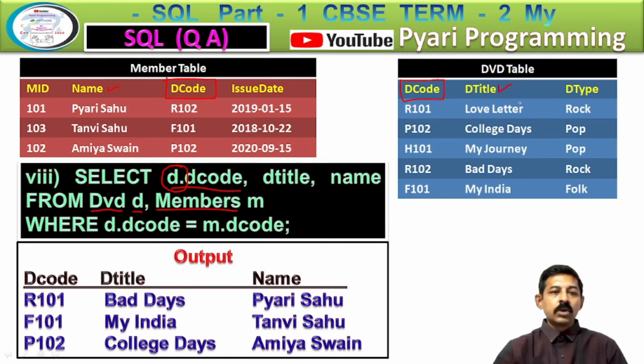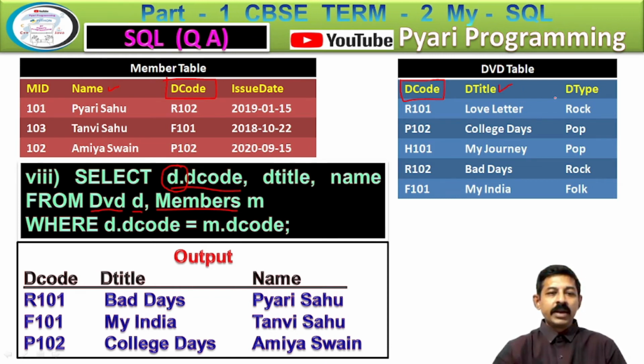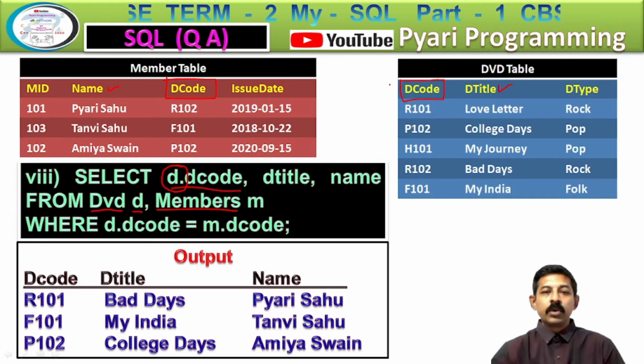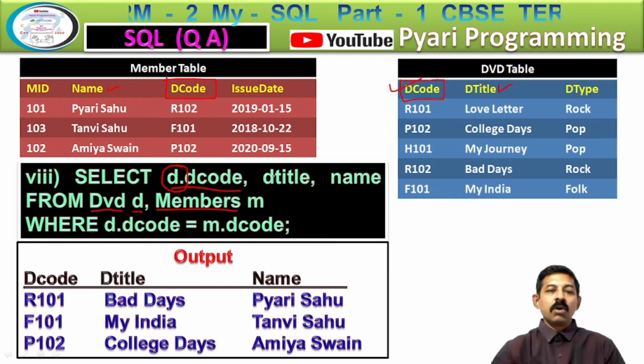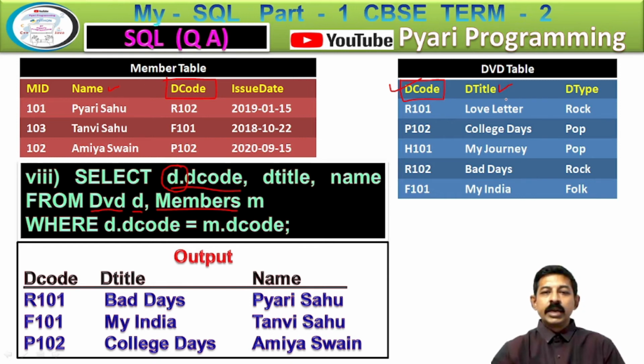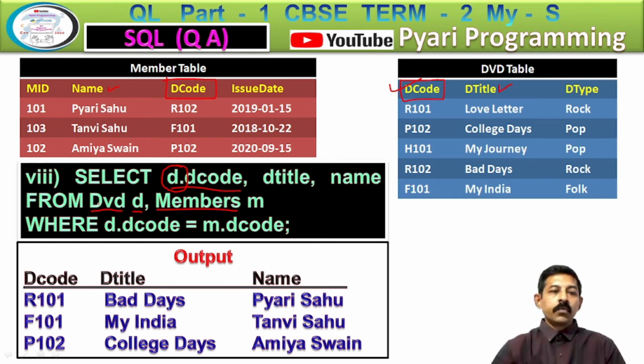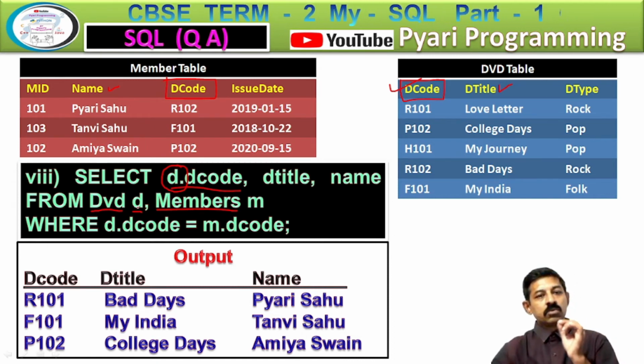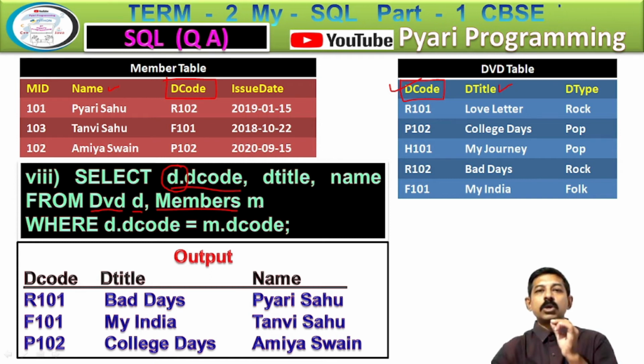So what I want to display, look at this, I want to display decode, which is from which table? DVD table. I am putting a tick mark for it. Now I want D title, and I want the name. From DVD, alias is D. Instead of DVD, I can use D. Instead of members table, I can use M.